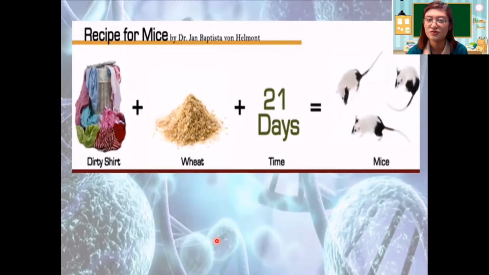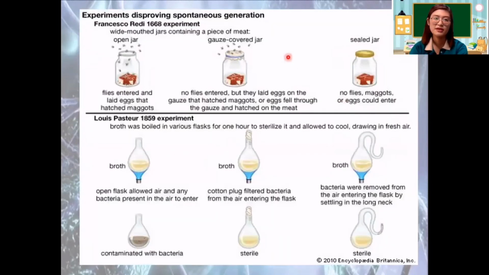Then, according to this recipe for mice, it turns into mice after 21 days. So do you agree with this? Okay, this is the theory of spontaneous generation. Imagine a non-living thing. Dirty shirt, wheat. 21 days, it turns into mice. So it is something unbelievable and unacceptable, right? So experiments actually disproved the so-called spontaneous generation.